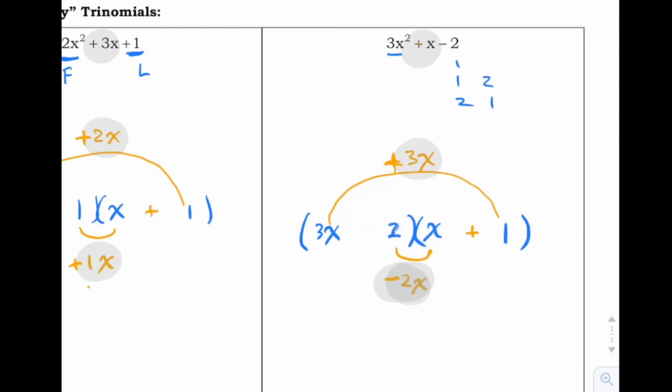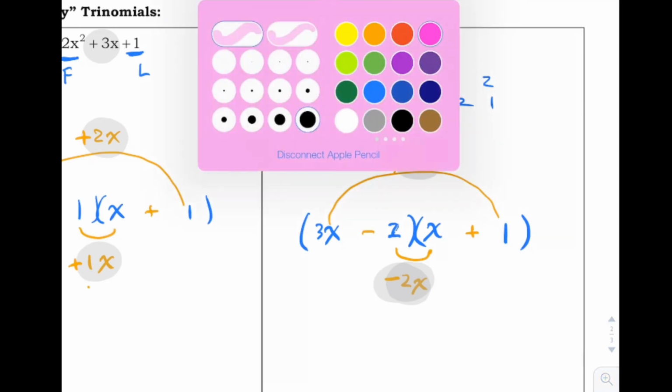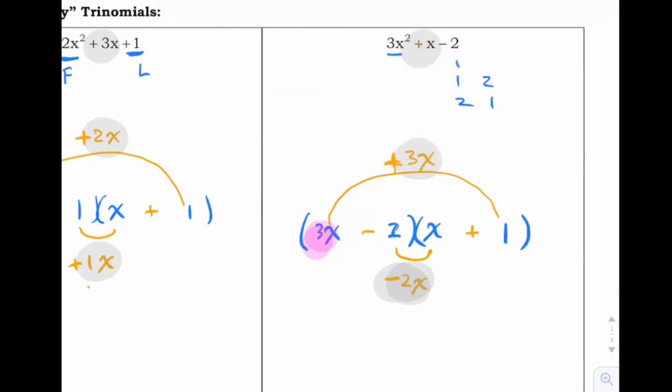Whoops, put the minus back in there. Okay, good. Spot check, always spot check. Make sure it's really working all the way through. So I know that the 3x times the x is giving me the 3x squared. I know that's working. I just checked the outers and inners. But check this too. Negative 2 times 1, yep, it's negative 2. It works. So it's all working great.